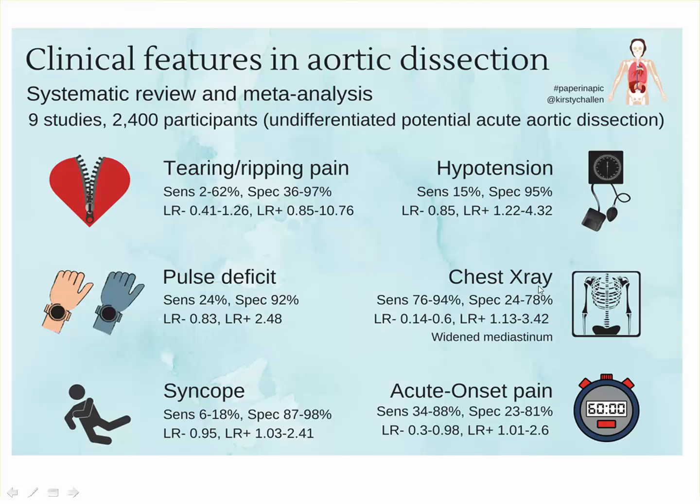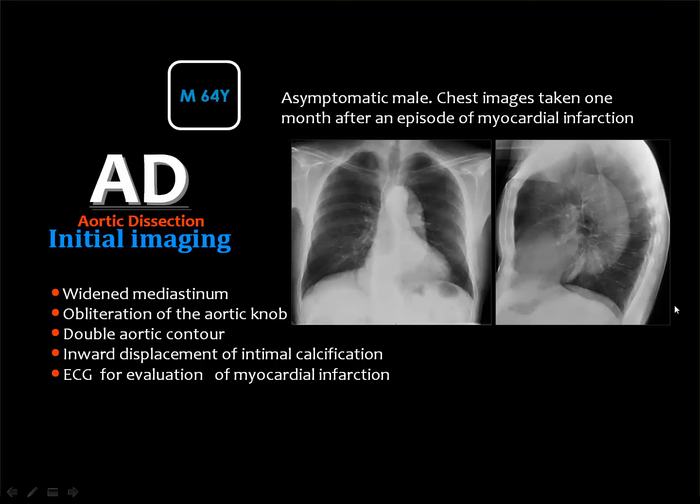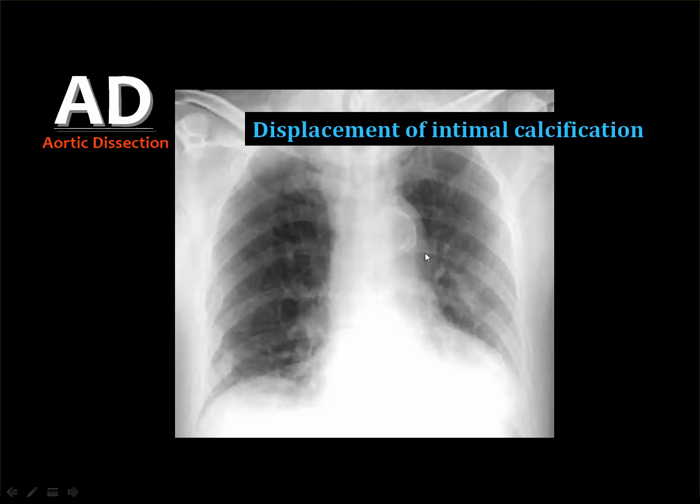The manifestation in the chest X-ray I will mention now. If you look at the chest X-ray, you will see some widening of the superior mediastinum, and you can see obliteration of the aortic knob, or you see double contour of the aorta. And if there is atheromatous calcification, you can appreciate that this calcium is displaced inward like in this case. You see here that calcium is not at the edge of the aorta, but is somewhat displaced inward.